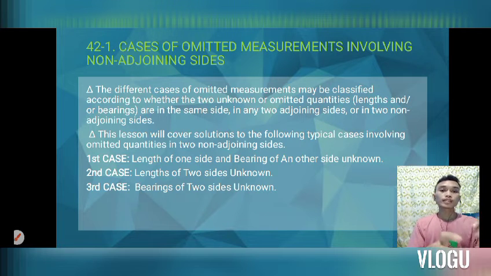Then case number 3, or the third case, bearings of two sides unknown. So here in case number 3, we will discuss the bearings only, the two bearings that we will find. Later on, I will show you how to find those. Next.